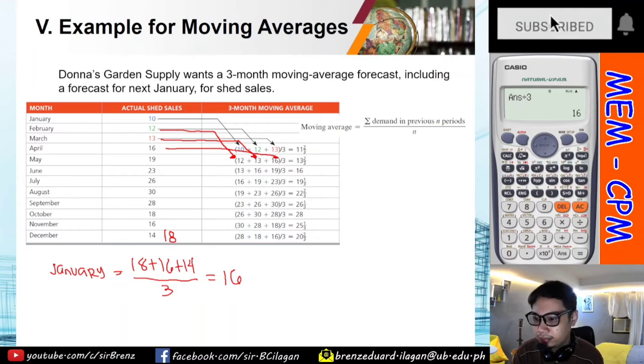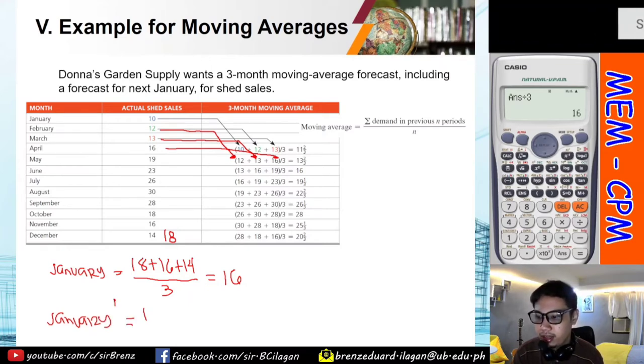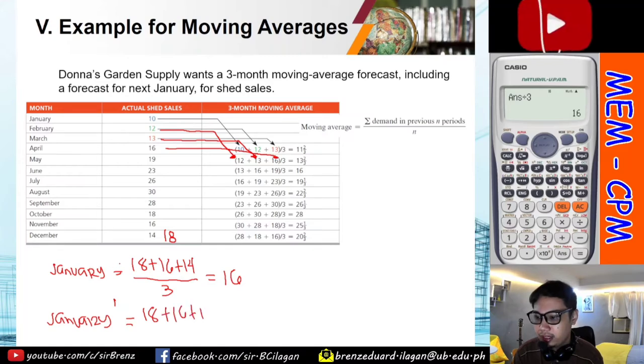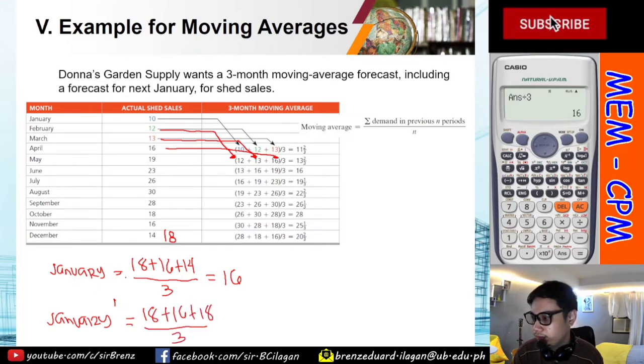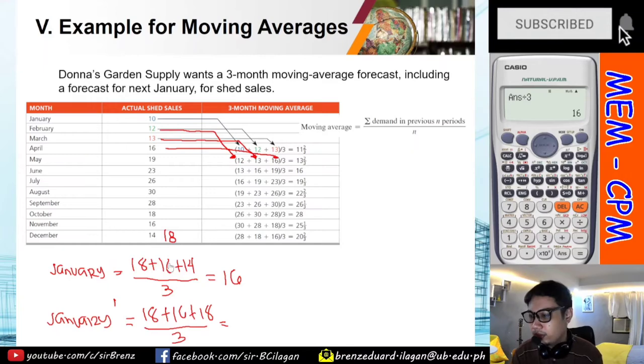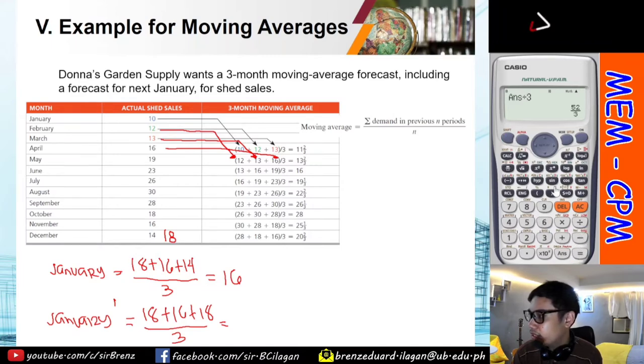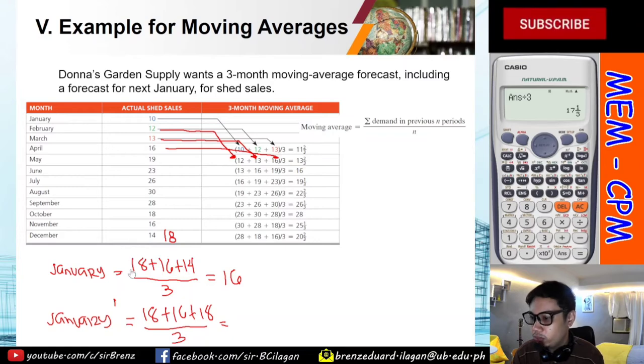Ang nangyari lang dito, gawin ko na lang January prime, meaning new data tayo for December. So ganun lang, napalitan lang yung 14 ng 18, or from the calc, i-edit mo lang to, and then divide mo ng 3. So that is 52 over 3 or 17 and 1/3.